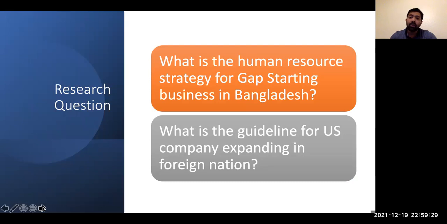Number one, what is the human resource strategy for Gap starting business in Bangladesh? And the second question is, what is the guideline for a US company expanding in a foreign nation? As I said, it's not only going to help Gap, but it's also going to solve the problem for any company that wants to expand their business in a foreign nation.